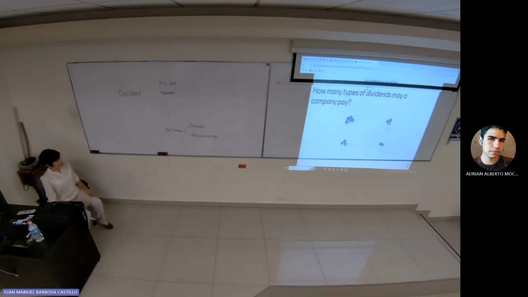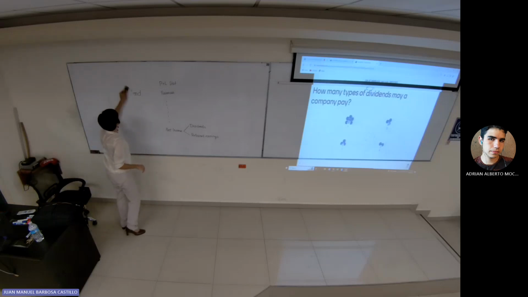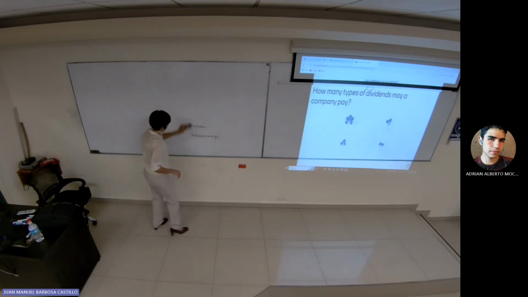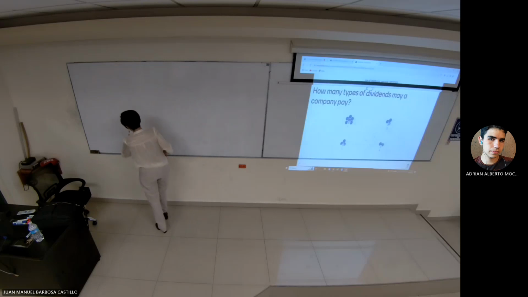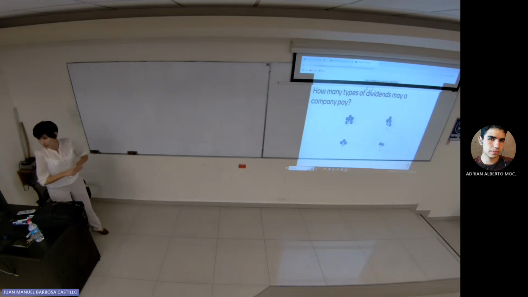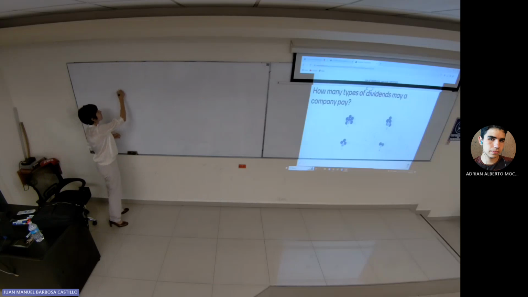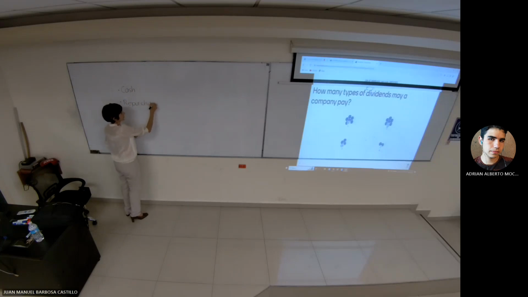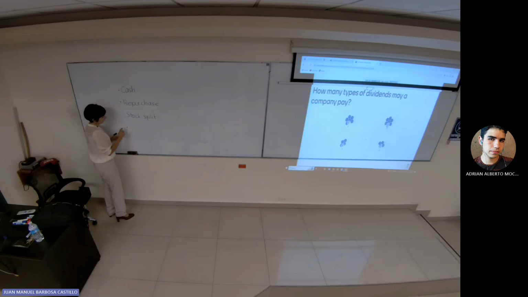How many types of dividends may a company pay? How many types of dividends do you know? Only one? And in what form does a shareholder receive dividends? Cash? Purchase, the repurchase. Yeah, that's another one. There's one more. Does anyone remember? Or no?